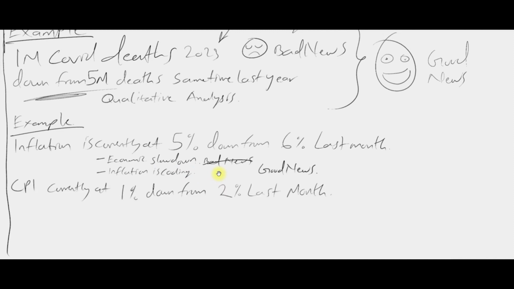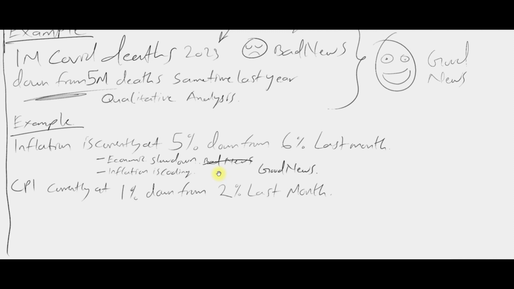CPI currently at 1%, down from 2% last month. CPI is Consumer Price Index. It's the common measure of inflation. If you don't know about it, stick around. You're going to find out more about it in other videos that I'm going to release. So CPI currently at 1%, down from 2% last month.